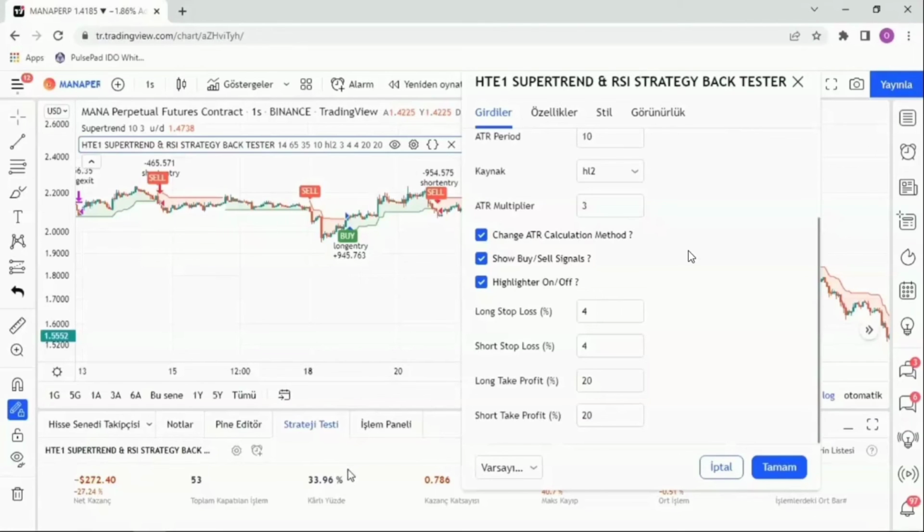Let's test 1 to 5. As you can see, Supertrend is not for high risk and reward ratios. It is not making money at all.